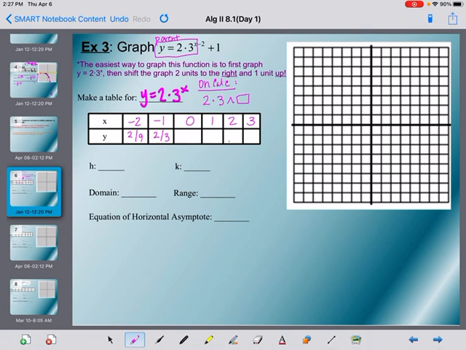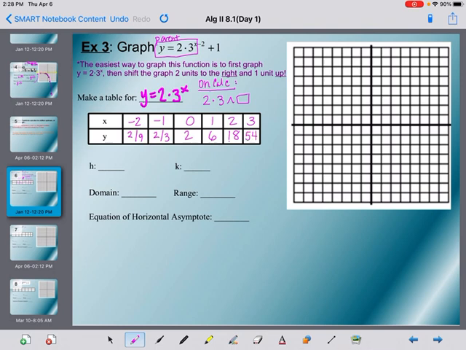When x is 0, 3 to the 0 power is 1. 1 times 2 is 2. When x is 1, 3 to the first power is 3. 3 times 2 is 6. When x is 2, 3 squared is 9. 9 times 2 is 18. That's pretty big already. And then when x is 3, 3 to the third power, or 3 cubed, is 27. And then 27 times 2, that's 54. That's not going to be graphable.